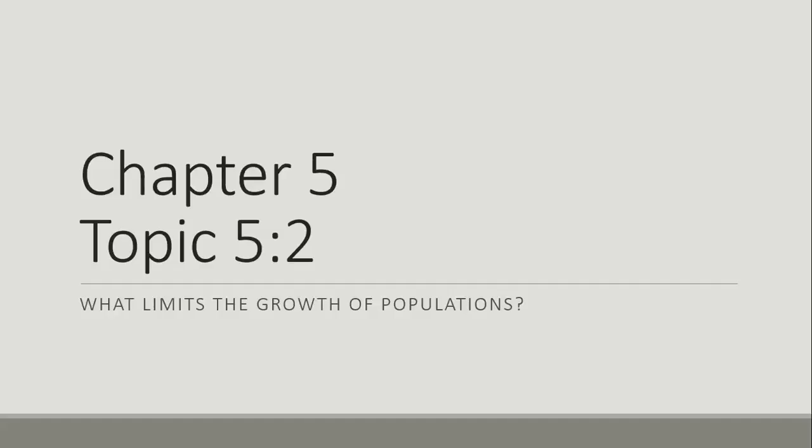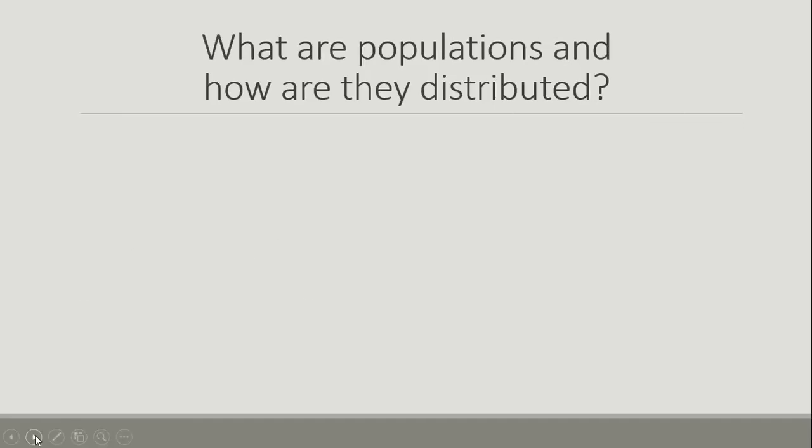Welcome back. We are here at topic 5.2 in chapter 5. We're going to be dealing with the limits to the growth of populations. And when we deal with limits to the growth of populations, we're going to be talking about a number of different things. But first, let's talk about what exactly a population is and how they are distributed.